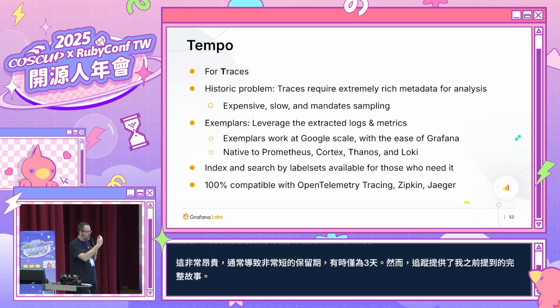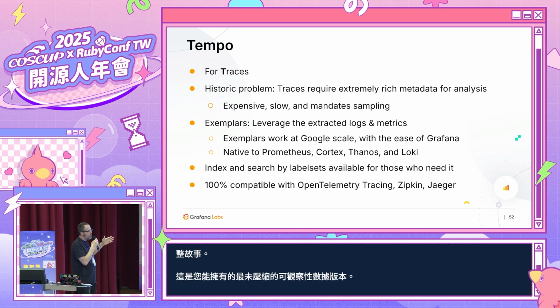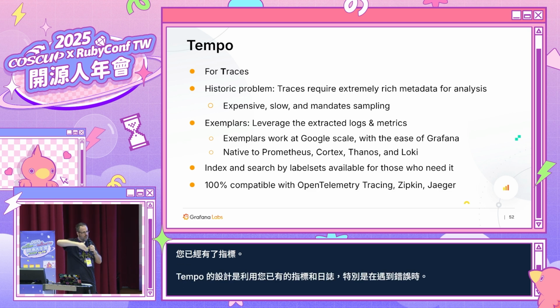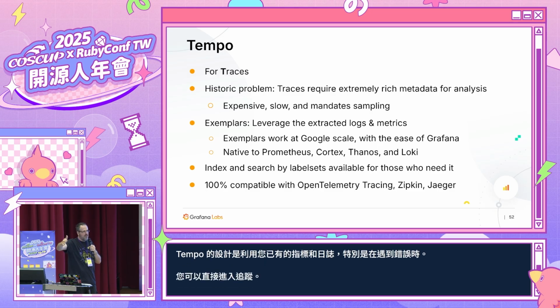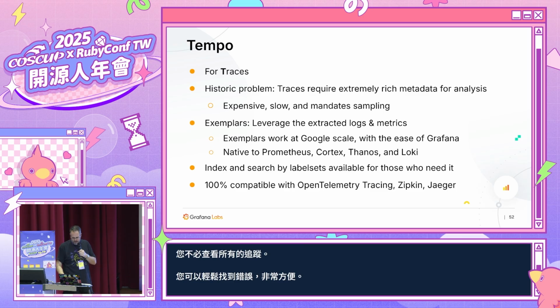You already have your logs, you have your metrics. So Tempo is built in a way where it leverages both the metrics and the logs you have. If you have an error, you can jump directly into the trace. You don't have to search through all the traces. You know directly where your error is. Very convenient. Again, I don't have the time to go into full detail, but if you want, just catch me later.